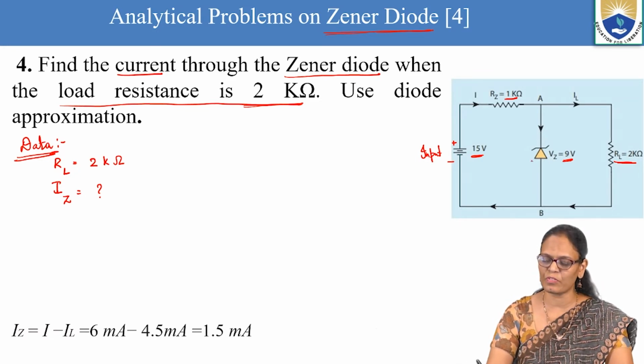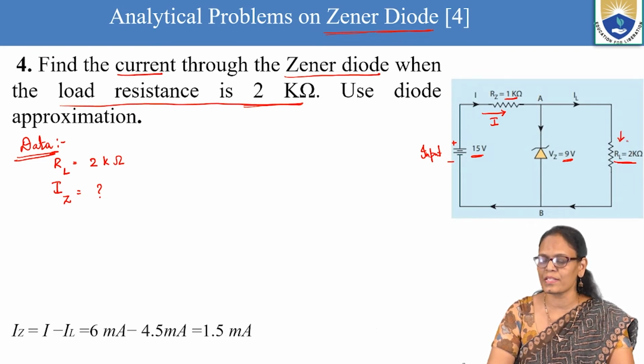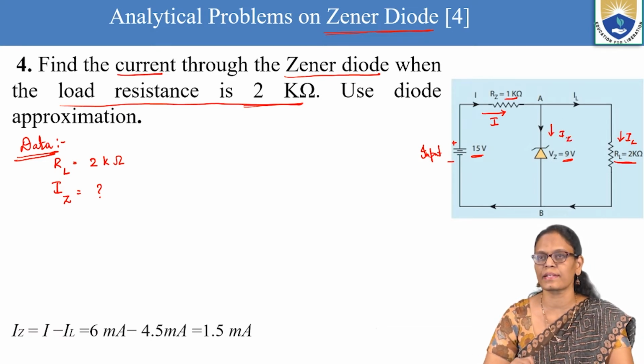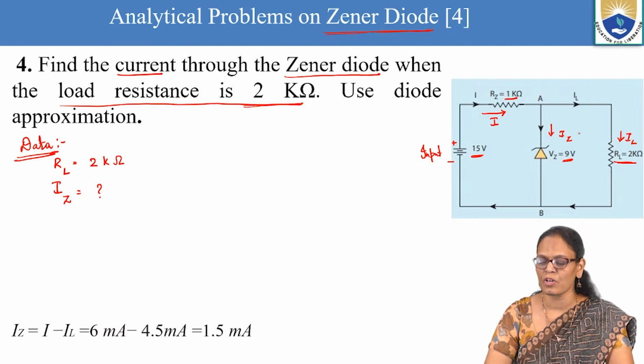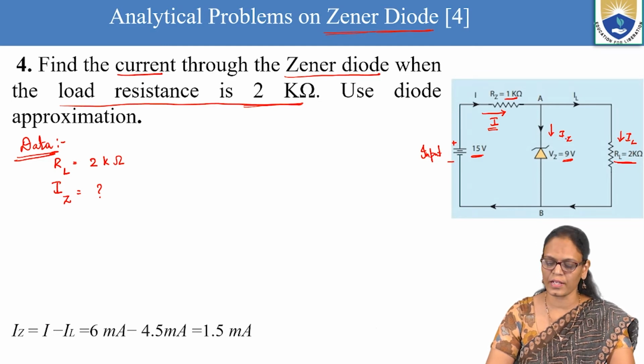First, we will find out the current that is flowing through this resistor R. So this is the total current I. And then we will also find the current that is flowing through the load resistance. We can say this is IL. So the difference between I and IL gives us the current that is flowing through the Zener diode, IZ. That is how we are going to calculate. First find I and then find IL. So I minus IL gives us IZ, that is the current flowing through the Zener diode.